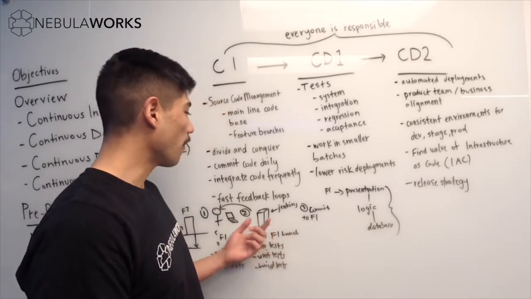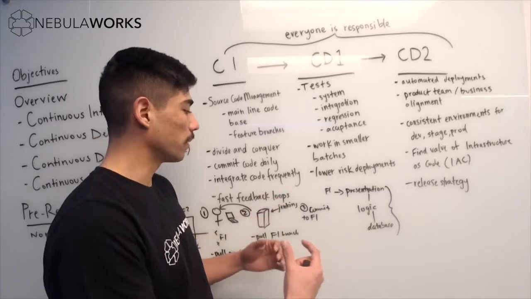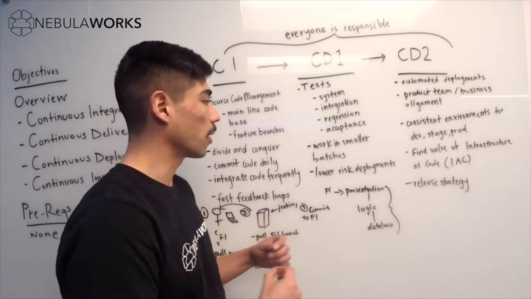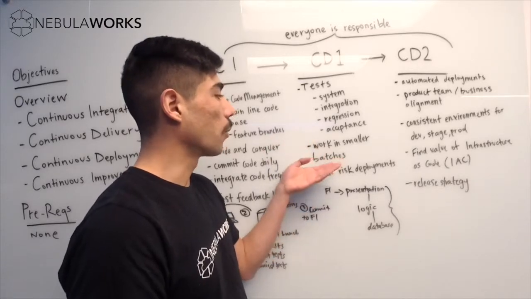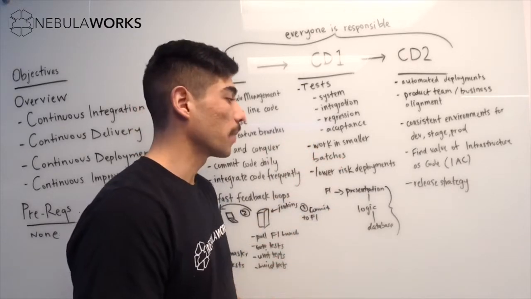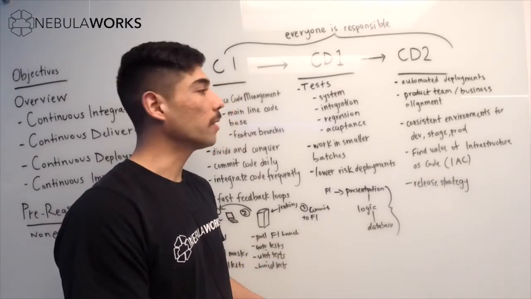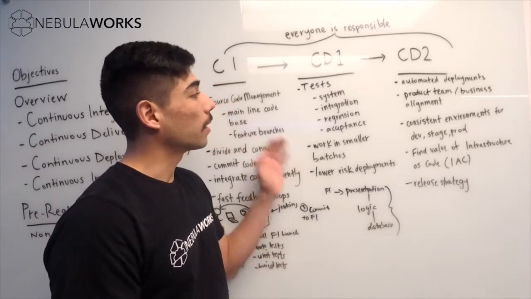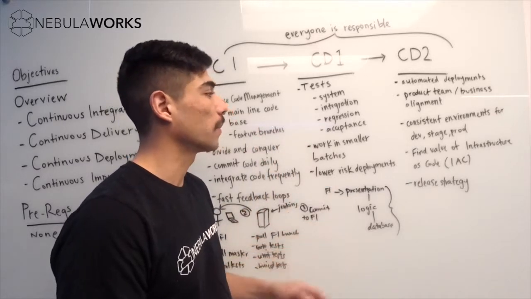And the idea of having smaller tasks provides developers the ability to integrate code more frequently. And when we get to the continuous delivery stage, we're working with smaller batches of changes. So we lower risk of deployments because we're testing smaller pieces of code, as well as running a series of tests that involve the entire system.